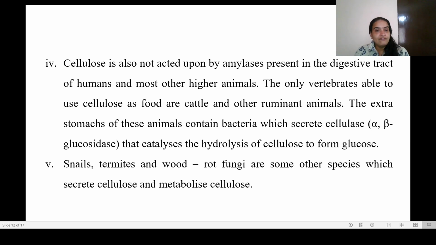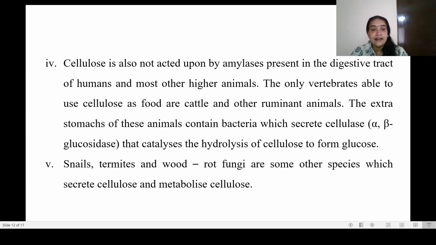Again, coming to the biological function, cellulose is not acted upon by amylase present in the digestive tract of humans and most other higher animals. The only vertebrates able to use cellulose as food are cattle and other ruminant animals. You know that cellulose cannot be digested by human beings, because we don't have the enzyme which can hydrolyze the beta-1,4-glycosidic linkage. So the only vertebrates able to hydrolyze cellulose are cattle as well as other ruminant animals.